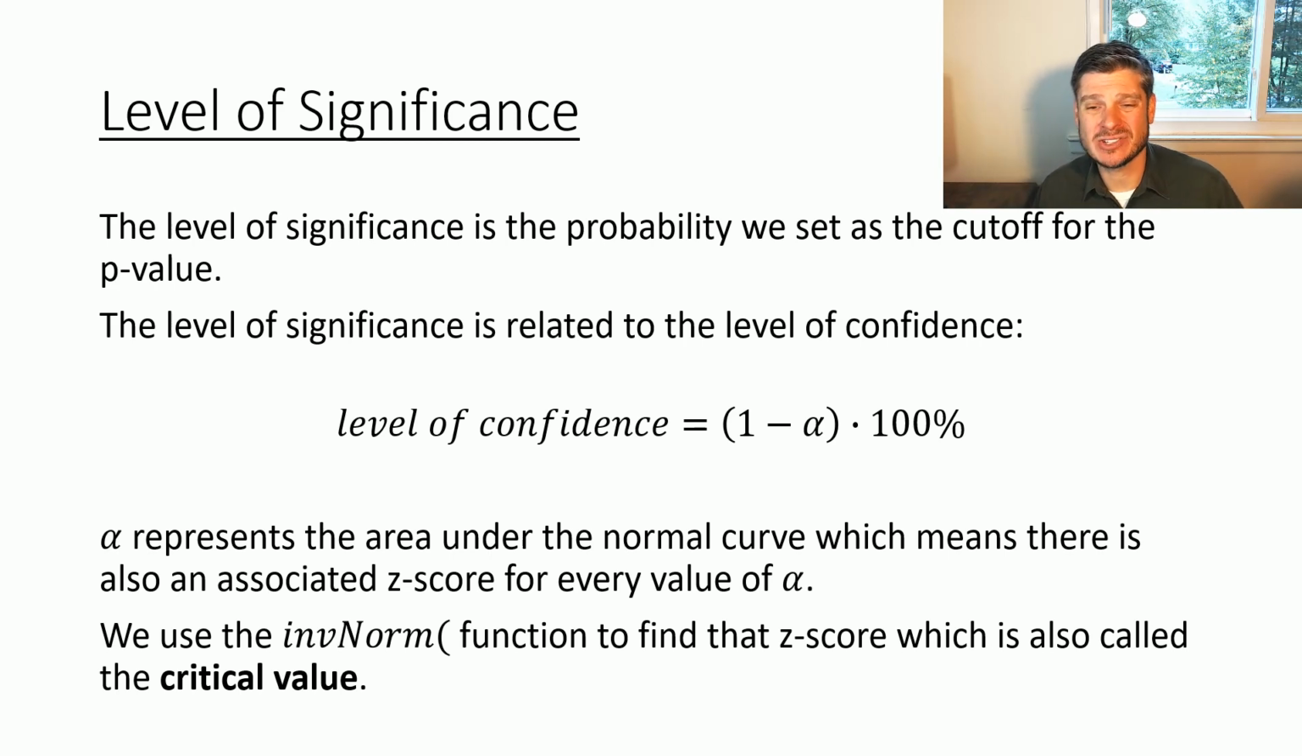And that also means that there's a z-score associated with every value of alpha. So we can figure out how many z-scores we need to go in each direction, right, which is the number of standard deviations. And so you can use the inverse norm function to find that z-score on your calculator. And again, that z-score is known as the critical value.